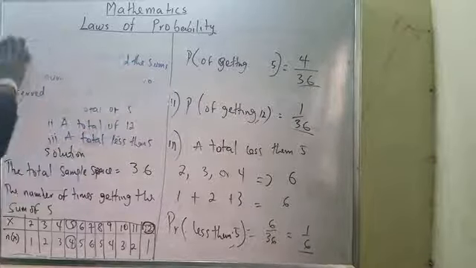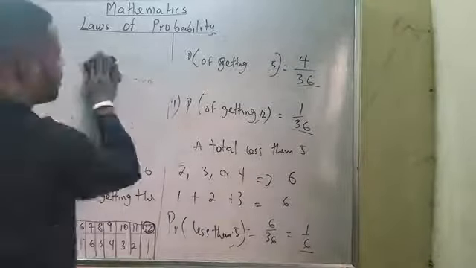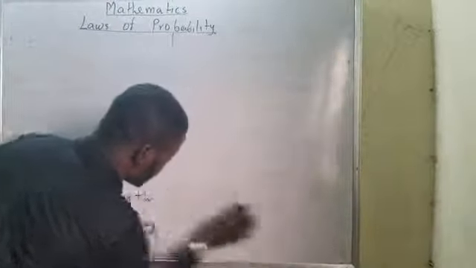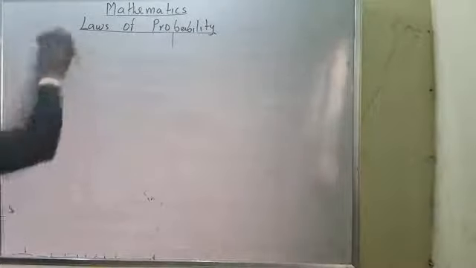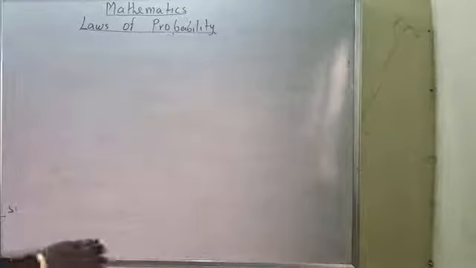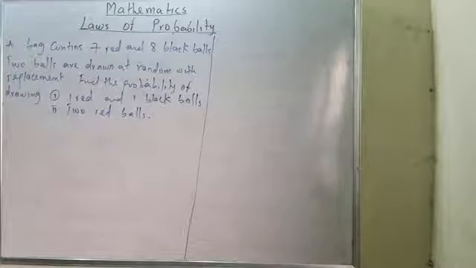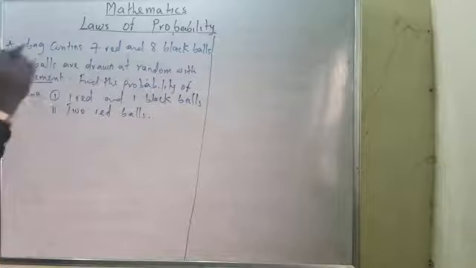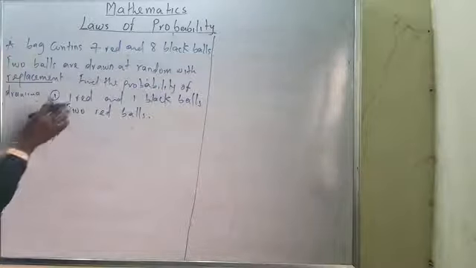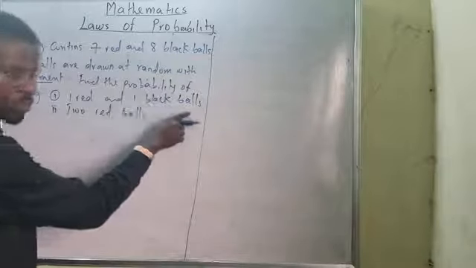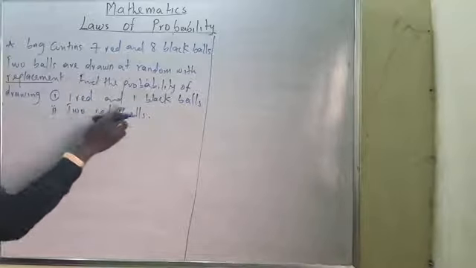Okay, before I end this part, let me show one more example. Okay, let's work on this question. A bag contains 7 red and 8 black balls. 2 balls are drawn at random with replacement. Now, the secret behind this question is with replacement; if it is without replacement, the story changes. With replacement, find the probability of drawing, first question, 1 red and 1 black ball. Second one, 2 red balls. Solution to this question.